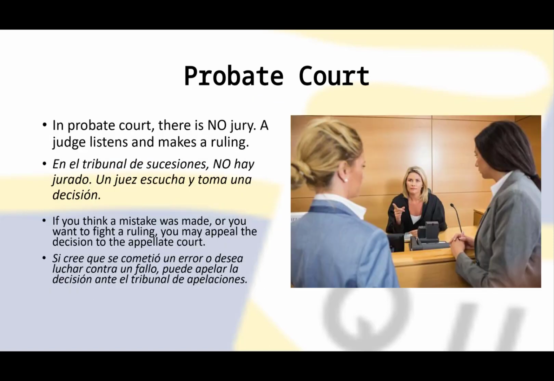So, there's some important things to remember. In probate court, there is no jury. You have a judge who listens and makes a ruling. A ruling is a binding decision. A binding decision means you have to do what the judge says. If you don't, you can get in trouble. And you don't want to get in trouble with a judge. If you think a mistake was made, you can appeal the decision to the appellate court, which we'll talk about shortly.